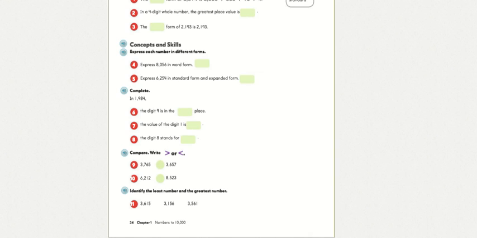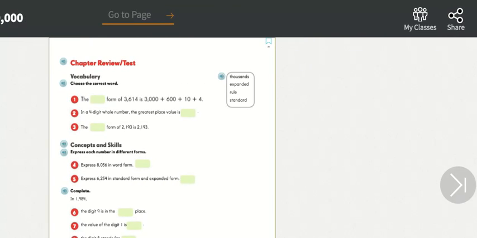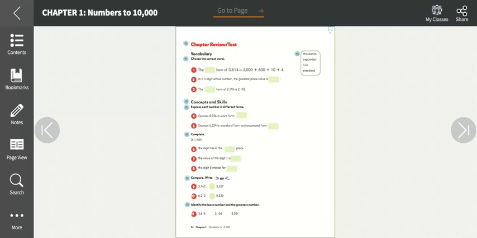Okay. And then finally, identify the least number and the greatest number. So guys, look, there's 3 in the thousands. We're going to have to go to the hundreds place. 6, 1, and 5. The least one would be this guy right here, where there's a 1 in the hundreds place. And the greatest is this one, where there's a 6 in the hundreds place. Okay, that's the end for today.